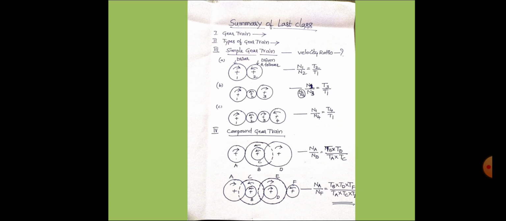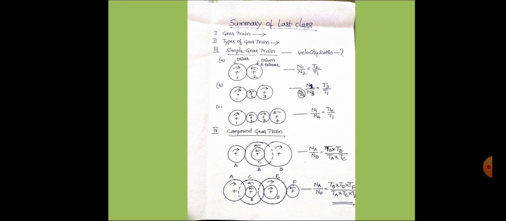Now in this case also, once again the velocity ratio is equal to the speed of the driver, that is gear 1, N1, by the speed of the driven, that is N4, which is equal to the ratio of reciprocal of their teeth, that is the number of teeth on gear 4, because it is the driven, number of teeth on the driven, that is nothing but gear 4 in figure C. Therefore T4 by T1, the number of teeth on the driver, that is gear 1.